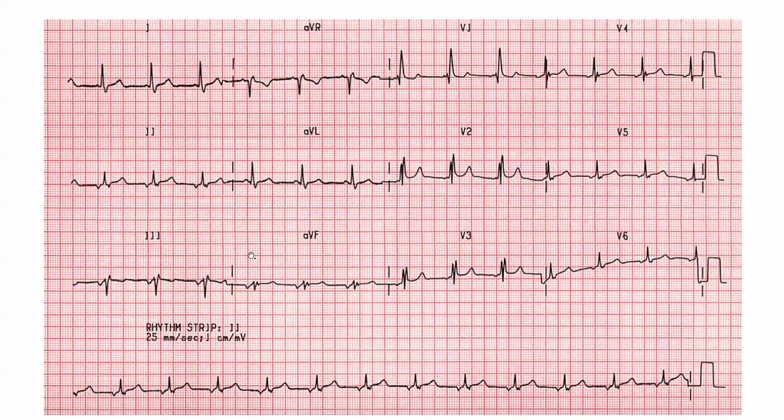Rhythmic or not? It is rhythmic. Good. Heart rate: we will do 300 divided by 4, which means 75, because we do have 4 large squares between 2 R waves. So that's normal. Okay, next one.